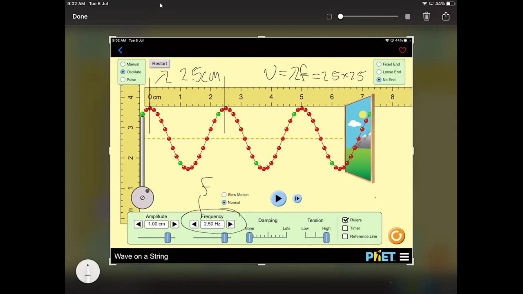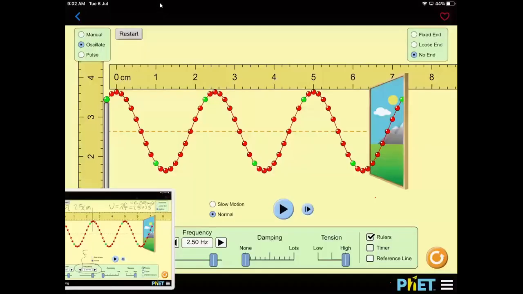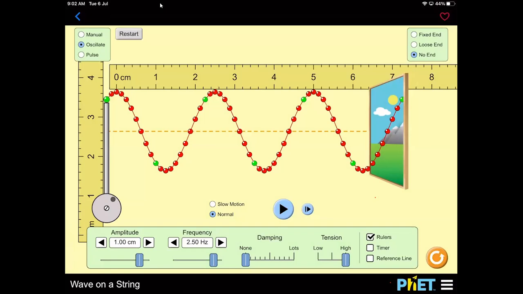Yeah, it's the same. It hasn't changed. So it's still equal to 6.25 centimeters per second. Cool. Everybody happy with that? Yes. Good, good, good.